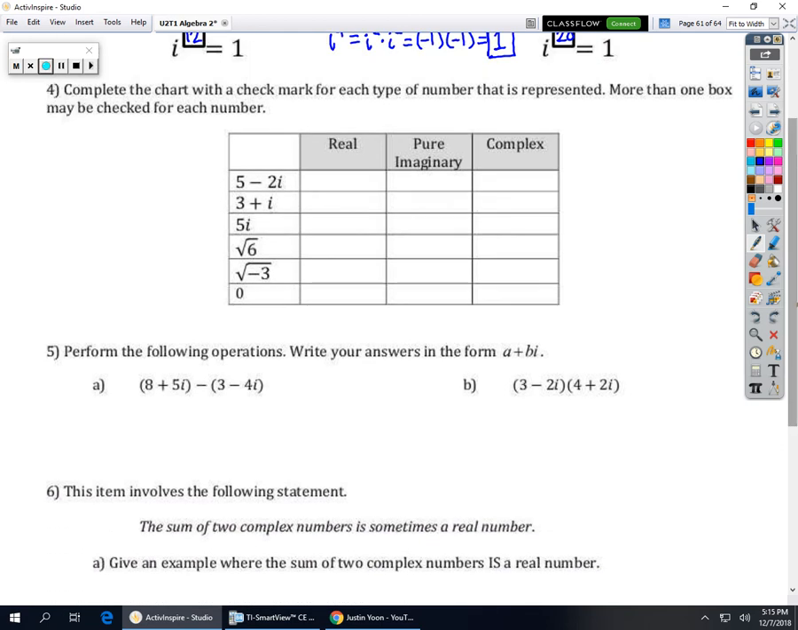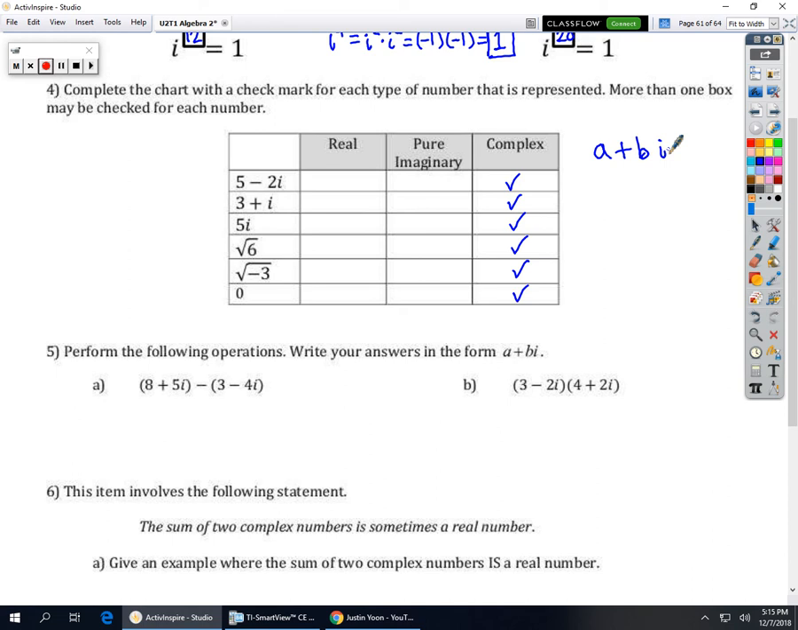Right here, we're going to finish the chart with a check for what type of number it is. So immediately you should know, remember, all numbers in existence are complex. That's because any number can be written as something plus something. It can always be written as a, which is a real number, plus b with the i. So everything can be written out like that.